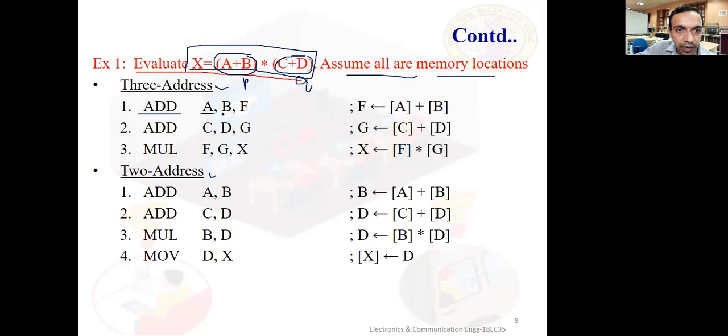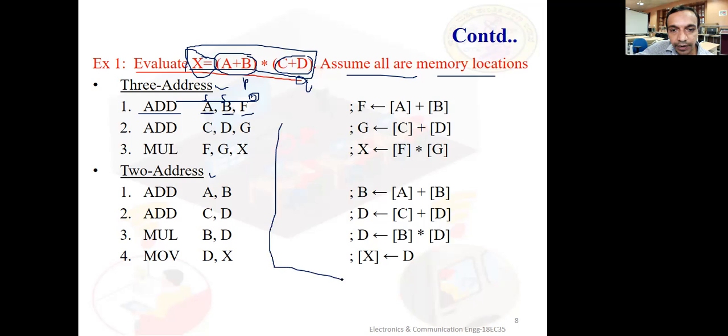So add A comma B comma F. Comma is important. Comma is the separator between operands. Okay. And after the mnemonic, there is a space. There is no comma here. Okay. So what it means, A is one source, B is another source, F is some temporary destination because my final destination is X, which needs this entire result. So what I'm doing now is I'm trying to add the content of A with the content of B.